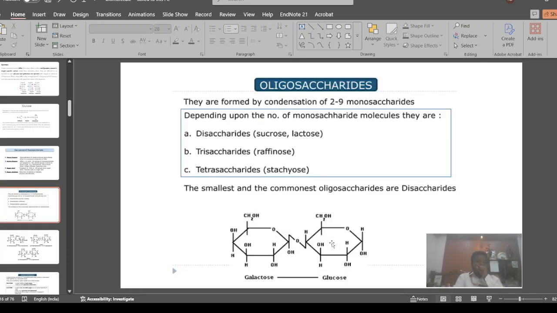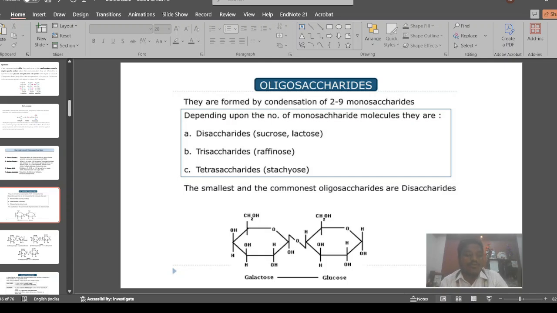Now, oligosaccharides. As we have already discussed, oligosaccharides contain disaccharides, trisaccharides, and tetrasaccharides. They can consist of 2 to 9 monosaccharides. More than 10 are polysaccharides. The smallest, for example, here we can see galactose and glucose. This consists of galactose and glucose.